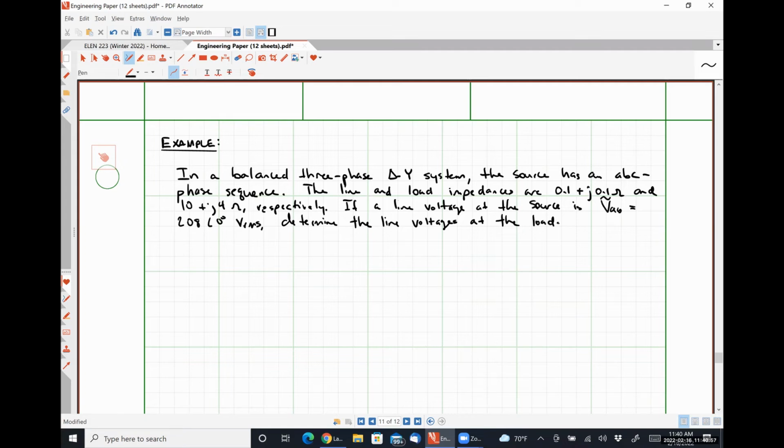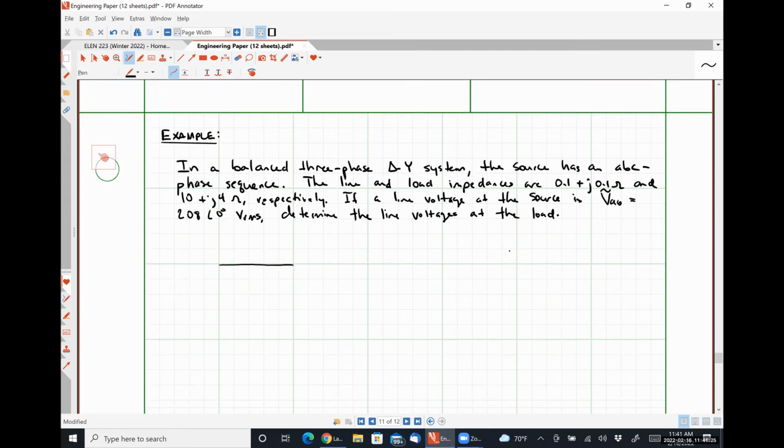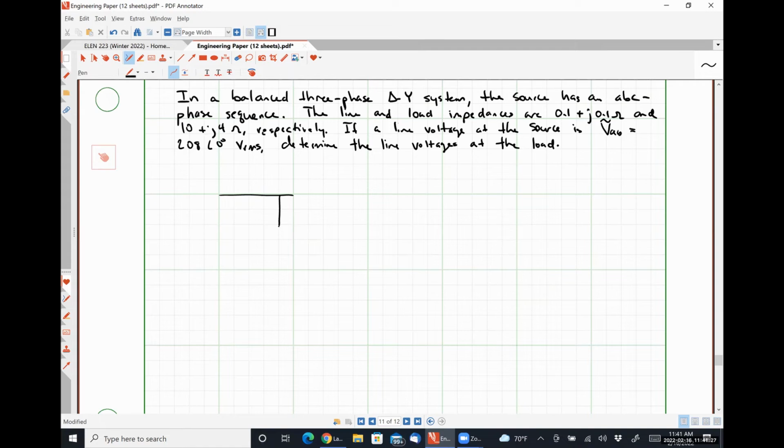So until you get comfortable with these types of problems, I'm going to draw a picture that represents what's happening, okay? So when I tell you that I have a delta Y system, what does this mean? We talked about this on the first day of class when we were discussing these things. Source is delta, load is Y. Absolutely right. So that's going to look something like this.